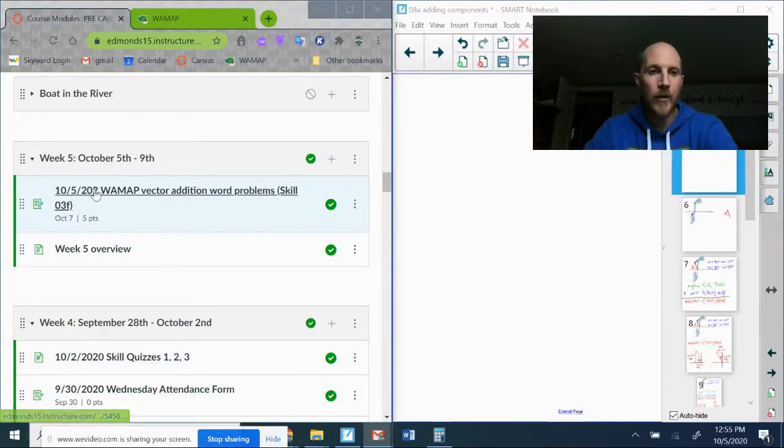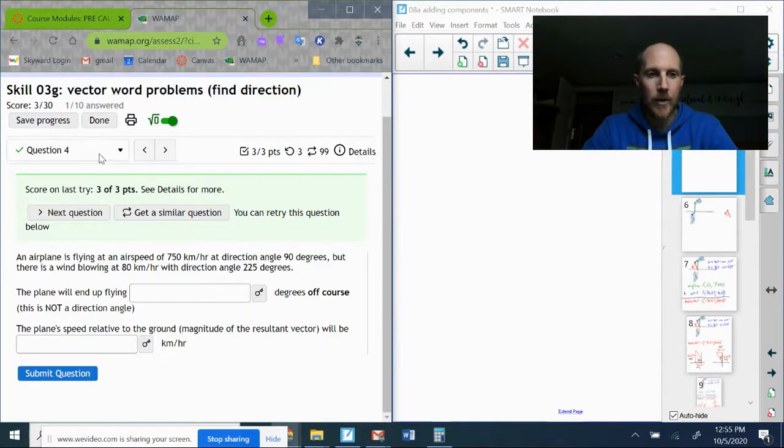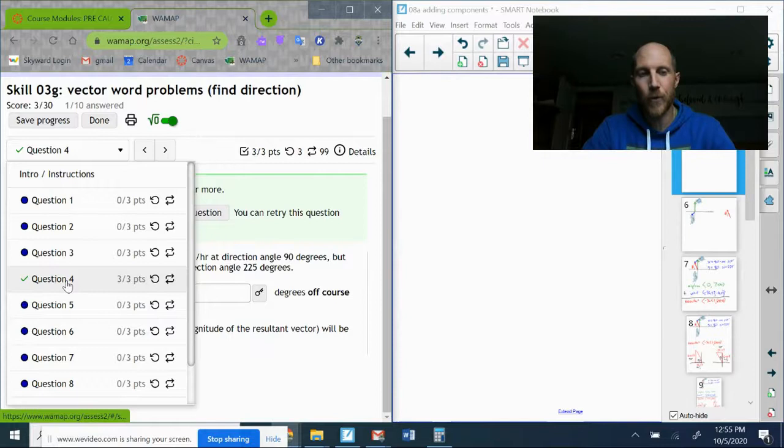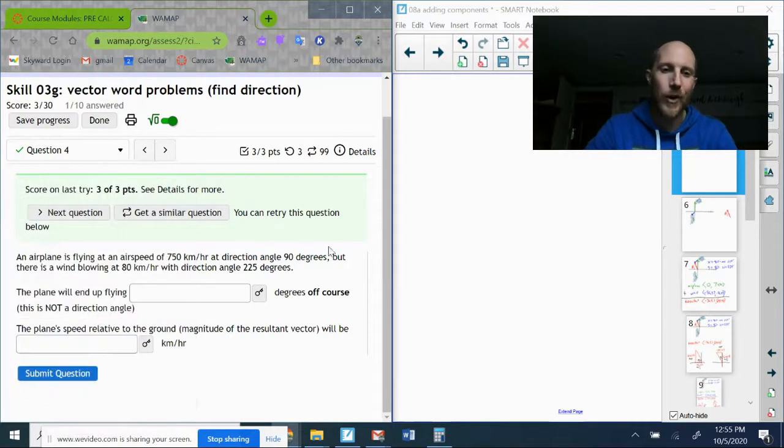Hey, so I am currently inside this assignment, the WAMAP vector addition word problems, and I am looking at question number 4. You can see I already did this one, but I want to show you how to actually do it. So the airplane is flying at an airspeed of 750 kilometers an hour at a direction angle of 90 degrees, but there's a wind blowing at 80 kilometers an hour with a direction angle of 225 degrees. And this airplane, as it turns out, ends up flying off course.